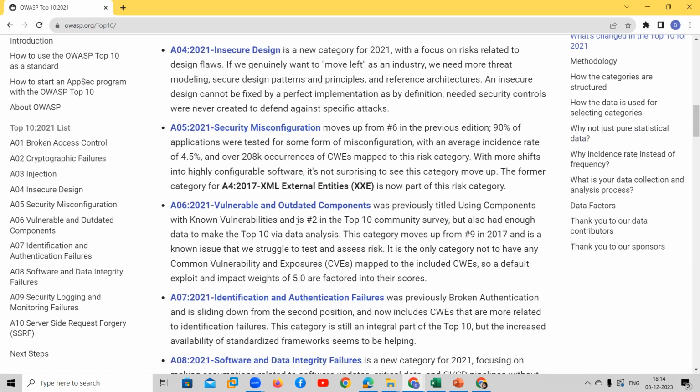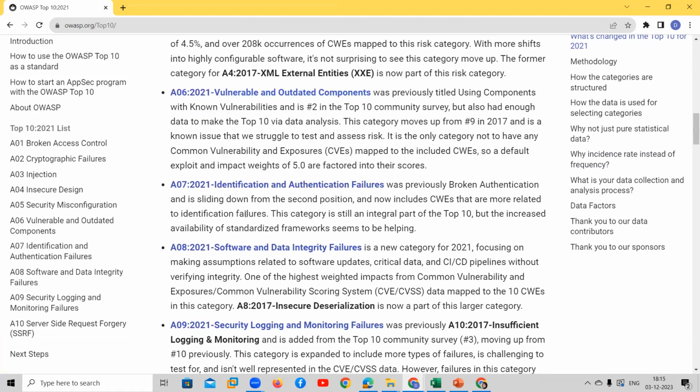The sixth is vulnerable and outdated components. In a network infrastructure, if there are certain components which are outdated, or operating systems whose patches are not available anymore, but there are still systems in the infrastructure running them, they can act as a weak point through which the attackers can enter your infrastructure.